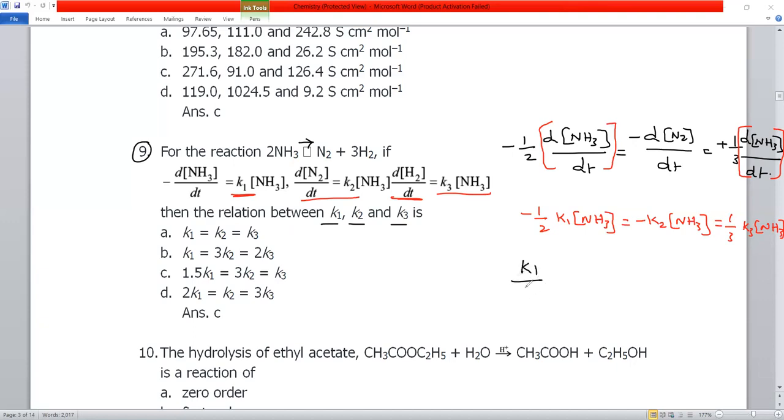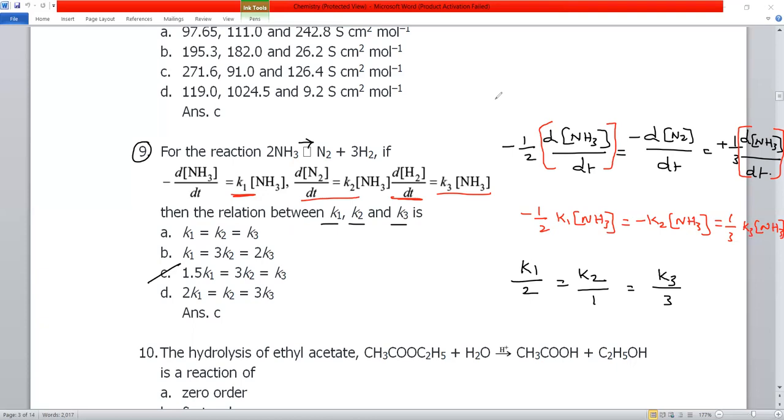K1 by 2 equal to K2 by 1, that is equal to K3 by 3. On simplification, we'll get the answer by multiplying with 3. So we'll get 1 by 3 by 2, K1, K2 and K3. This is the simplification we have to do here, and we get the rate constant relationship.